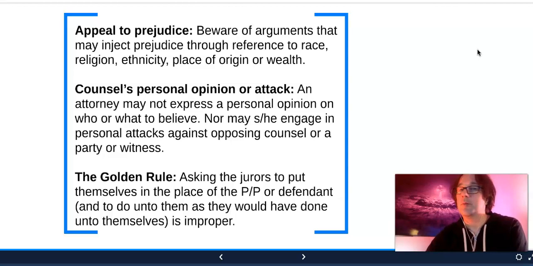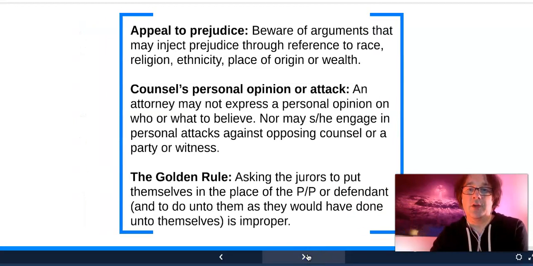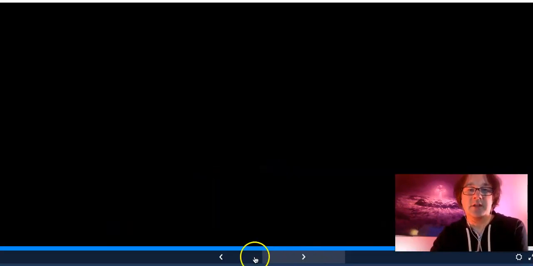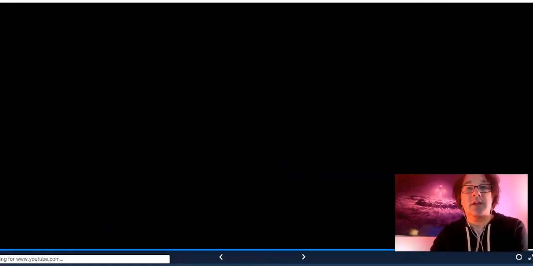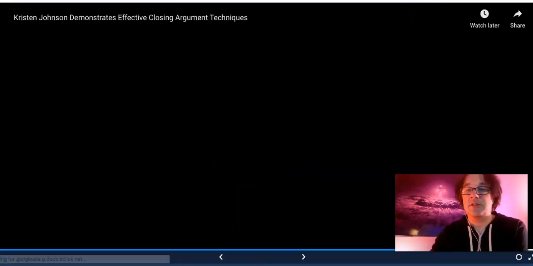So you should not be posing any type of moral questions to the jury. They're not there to decide morality or ethics. They're there to decide what's true and what's not. They're the triers of facts, right? So don't use that whole what would you do in the same situation type of ploy. That could be an objection. Okay, so let's take a look at a closing statement here.